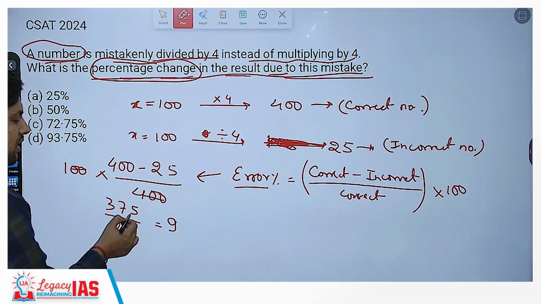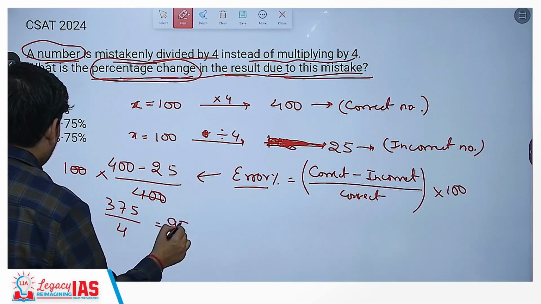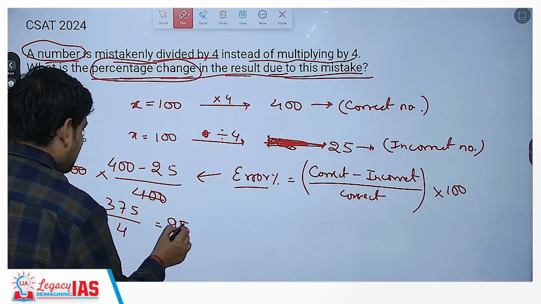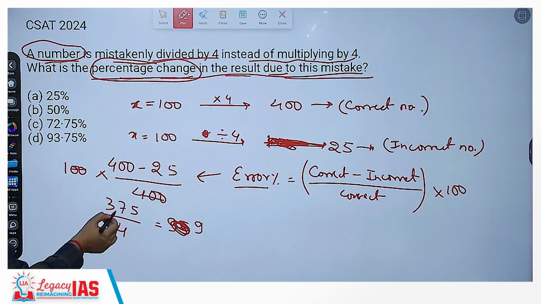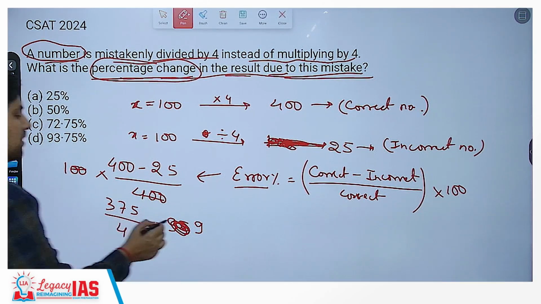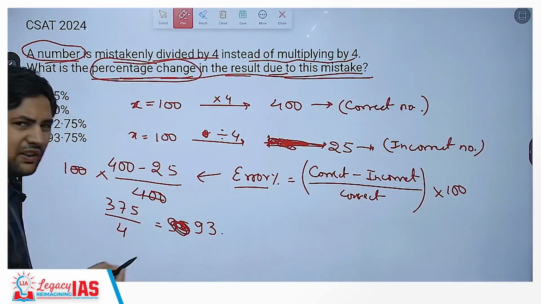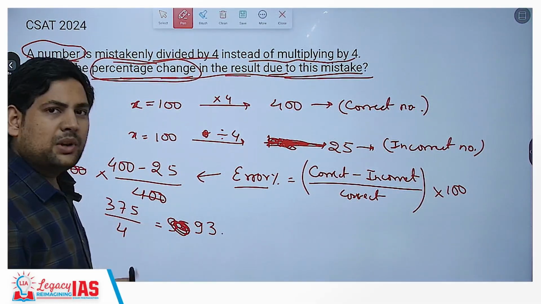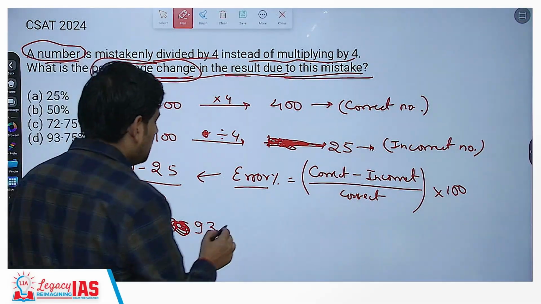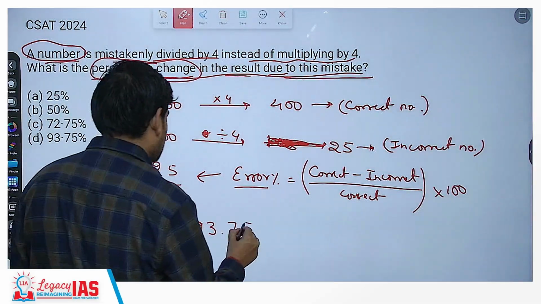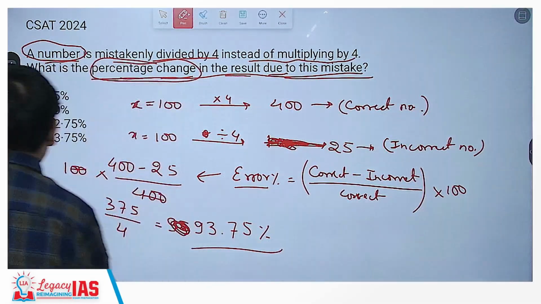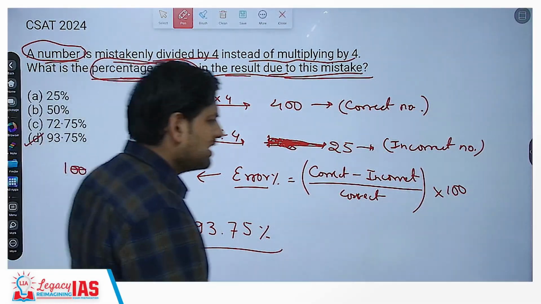Then 1 will remain. With 15, it will go 3 times. See, this was 9 times 36. Then 1 will remain. With 15, this will go 3 times. Correct? 12 is correct. Then what will remain? 3 will remain. With 30, it will go 7 times. 2 will remain. With 20, it will go 5 times. So 93.75%. This is what you will get.